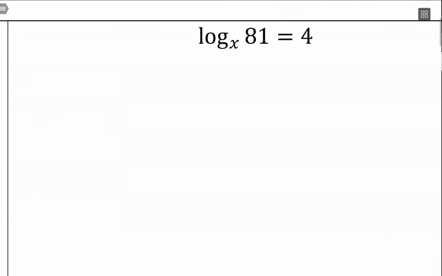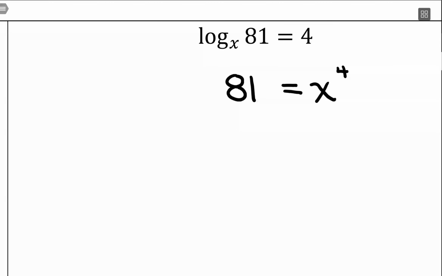All right, with this one here, x is in the base, but what we do have is our setup of logarithm equals number. So what we're going to do is change to exponential form. So we'll have that value of 81 on one side of the equation equals base of x with an exponent of 4. Now what I need to do is get rid of that exponent of 4.